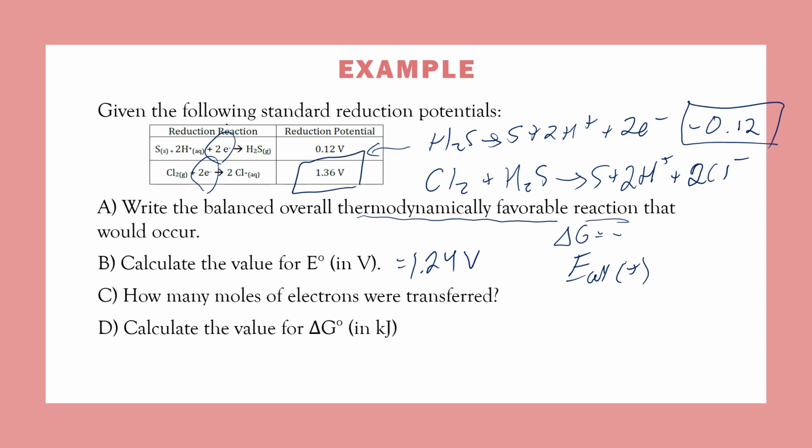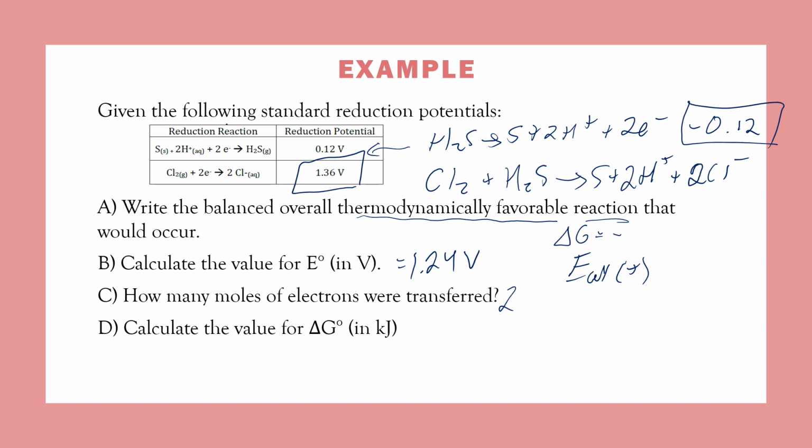Now for C, it's asking how many moles of electrons were transferred. Well, that's easy. There's 2. You can just look at the process there. If you had to multiply one of those reactions to get them equal, make sure you use the number of electrons that makes them equal for both reactions. So that's 2 electrons there, and calculate the value for delta G.